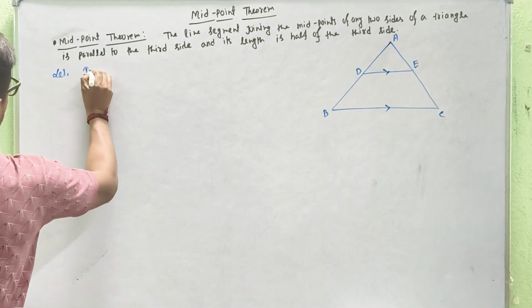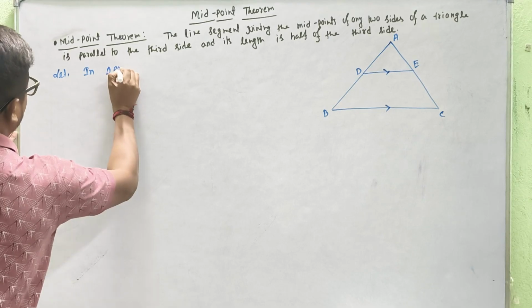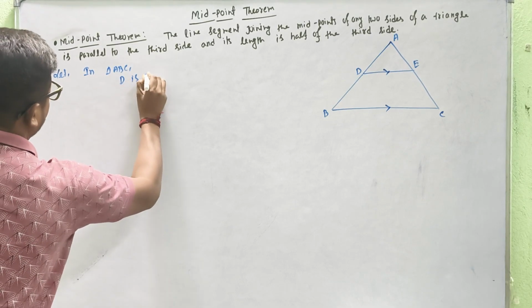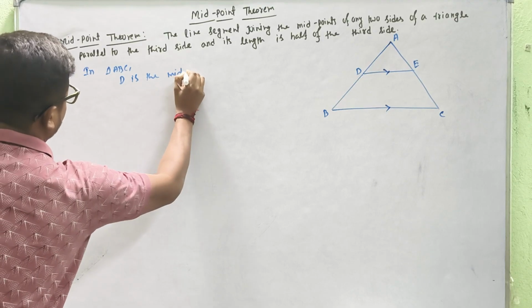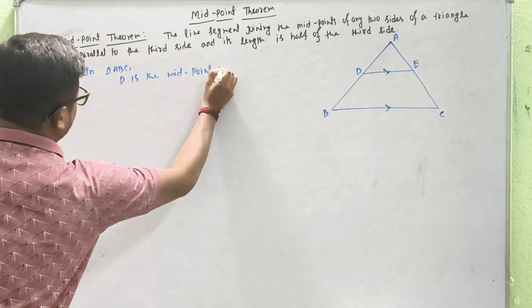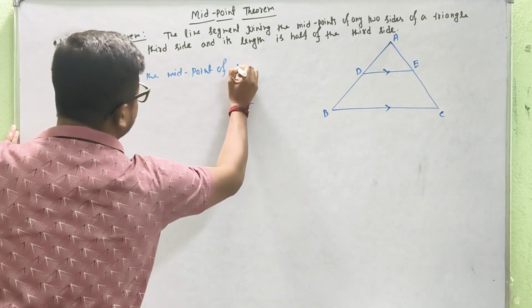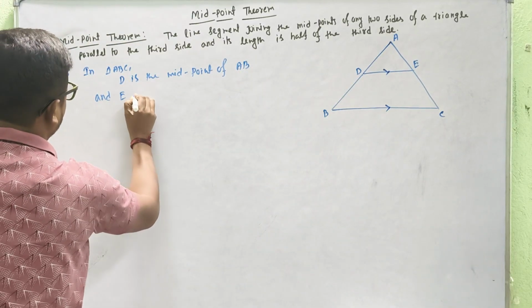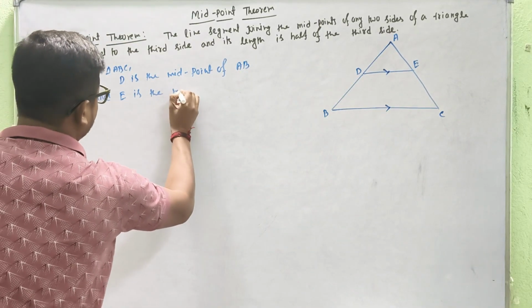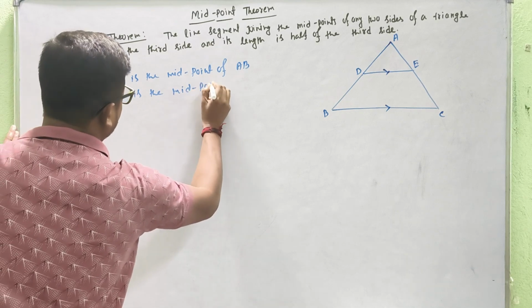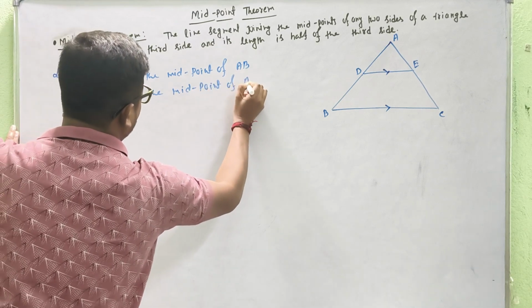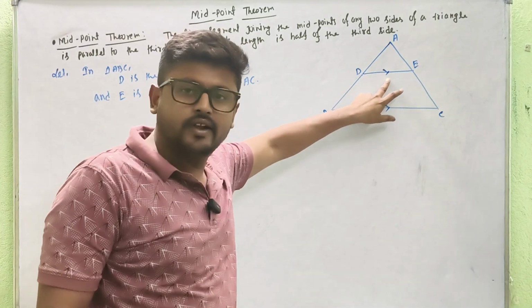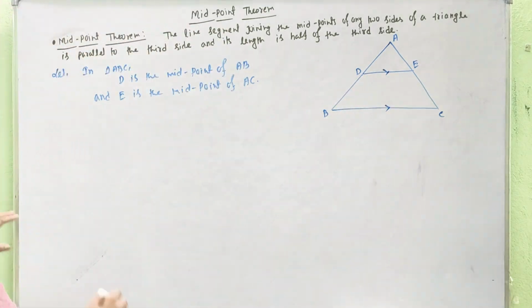Let in triangle ABC, D is the midpoint of AB and E is the midpoint of AC. Okay, it is given. What is to prove?